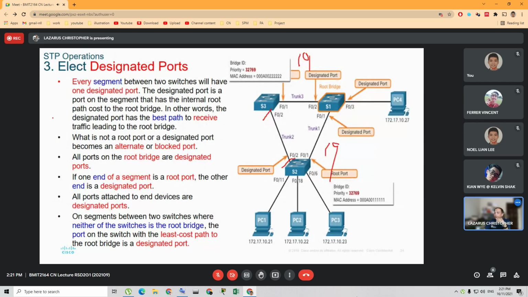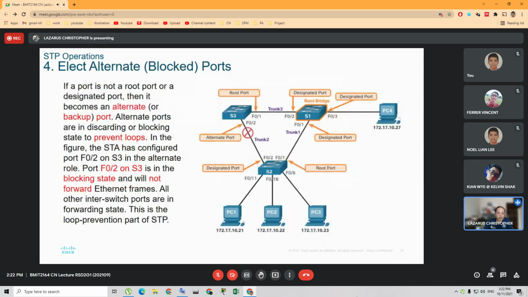Okay, so you can see this is the part where, for me, it's not very clear on the slide now, right? Because it says here segments between two switches. This is a segment between two switches, right? Where neither of the switches is the root bridge, the port on the switch with the least cost path, but both paths have 19, so it's tied, right? So after that, the tiebreaker is the port ID, right?